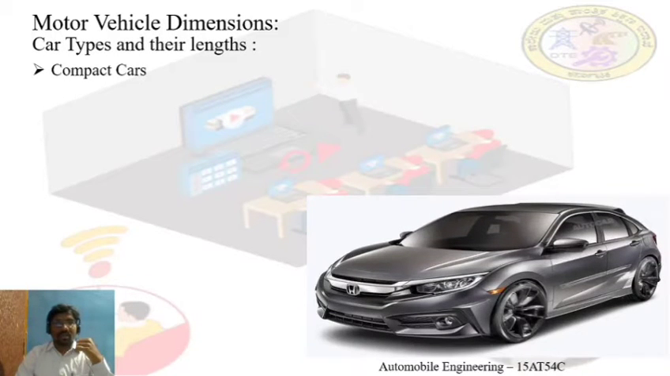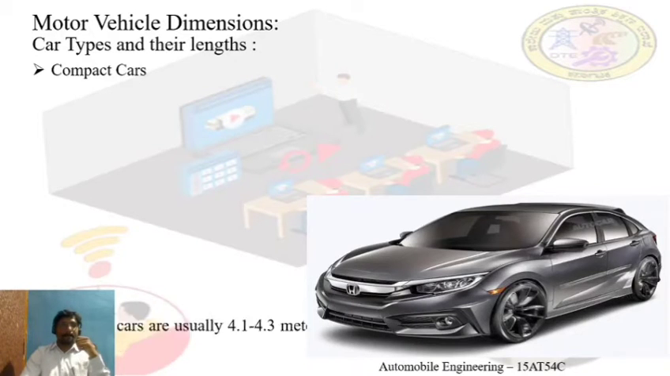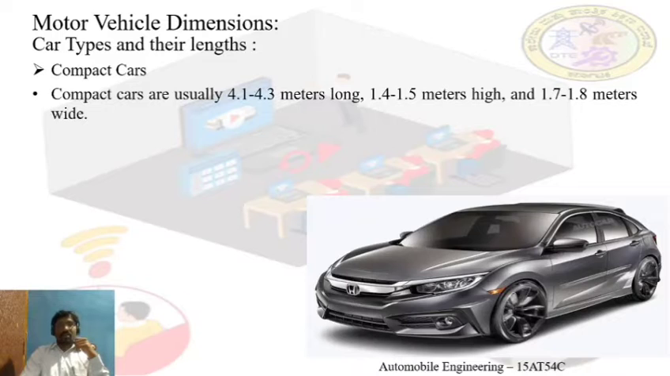The next type of car is the compact car. Whenever we say compact car, it is much bigger than the small size car, but not much space is available inside the cabin. These compact cars usually fall in the range of 4.1 to 4.3 meters long, and the height comes under the range of 1.4 to 1.5 meters. And the width, what you call track width, the distance between the front wheels, is in the range of 1.7 to 1.8 meters.